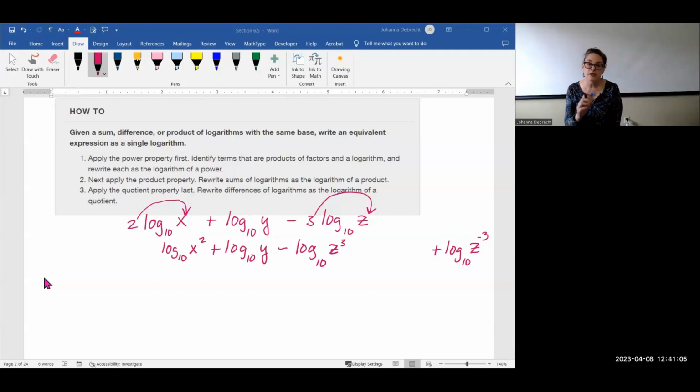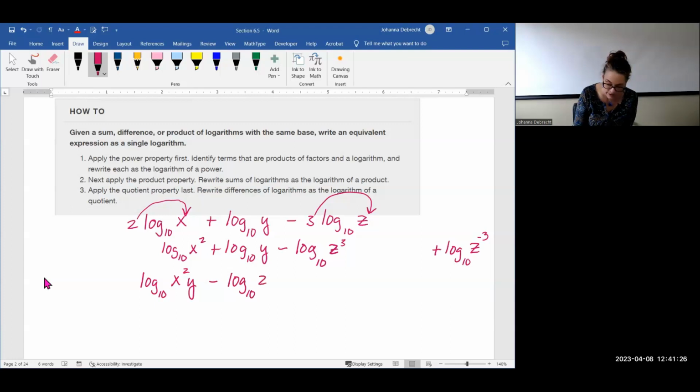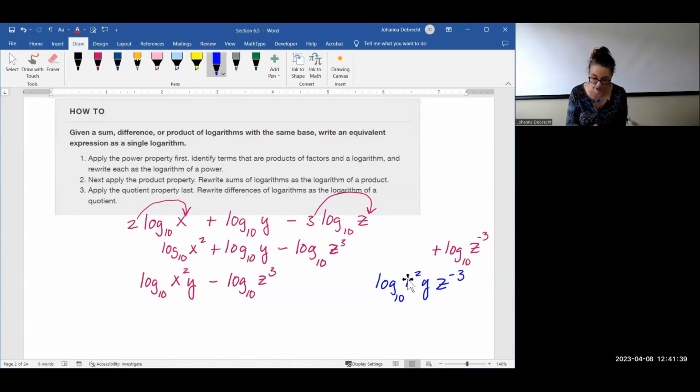Basically, any things that share the same sign are multiplied together. So if I had two negatives, those two negative answer parts need to be multiplied together, and the two positive answer parts need to be multiplied together. So this becomes log base 10 of x squared y minus log base 10 of z to the third. Or if you had done it the other way, over here, you would have log base 10 of x squared y z to the negative 3, because they're all positive, so they're all multiplied together.